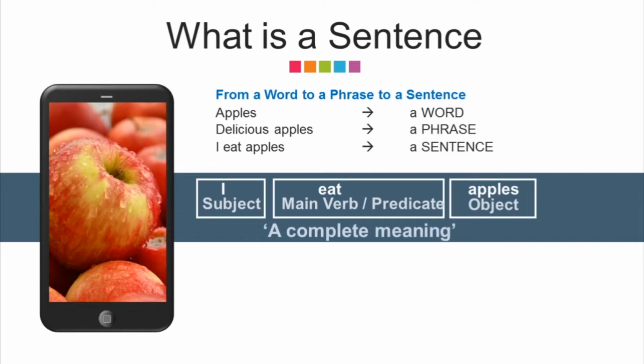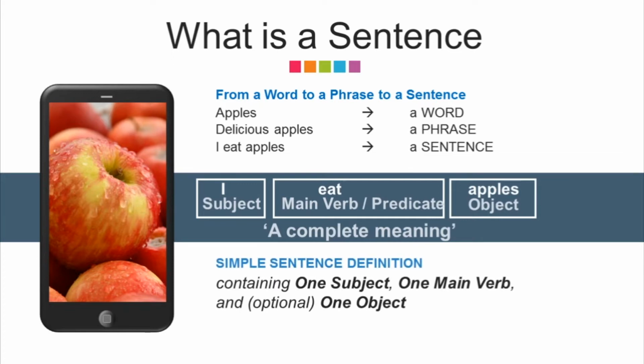Now a sentence here has what we call a complete meaning, because when you say this sentence to someone, they know that okay, you want to say that you eat apples. So the simple sentence definition in here is that it contains one subject, one main verb, and an optional object.